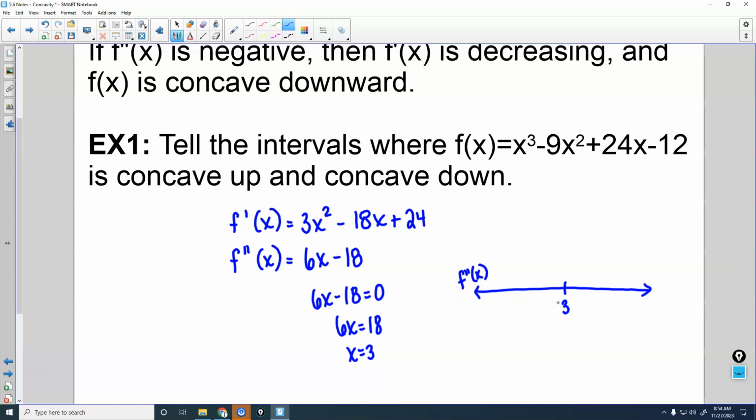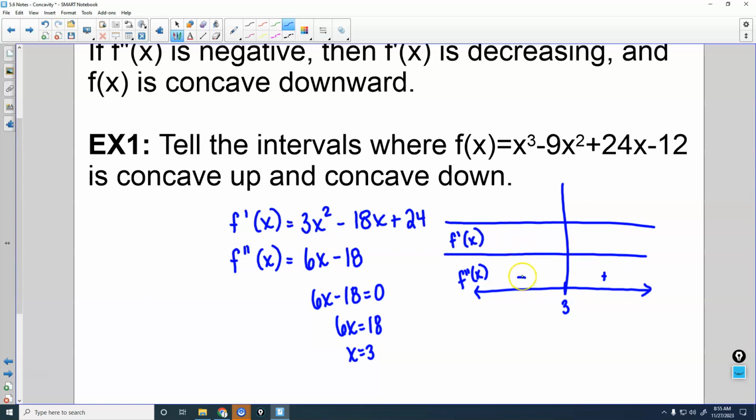If I plug a number less than 3 into my second derivative, because I want to know whether it is positive or negative, something like 0, I would get negative 18, so I'd get a negative right here. And if I plug something bigger than 3 in, like 5, I would get a positive number, so I'm going to get a positive over here. So if we think about what this tells us, you don't have to make this chart, but I'm going to.